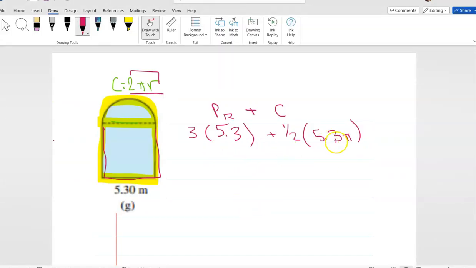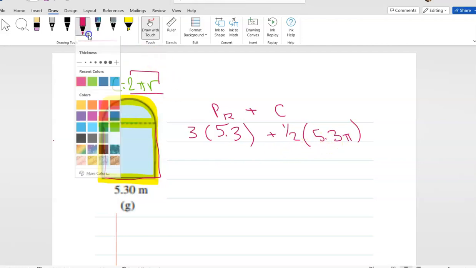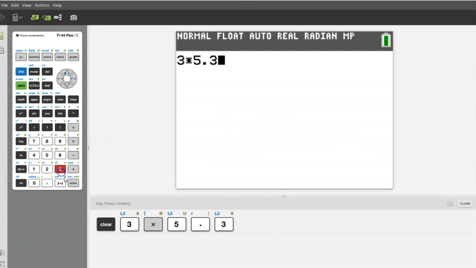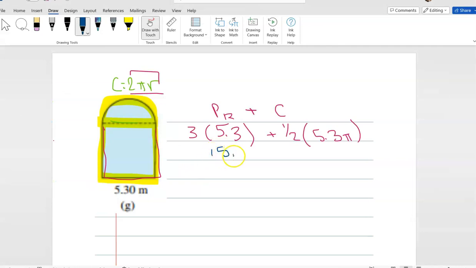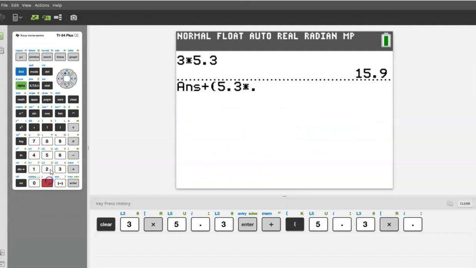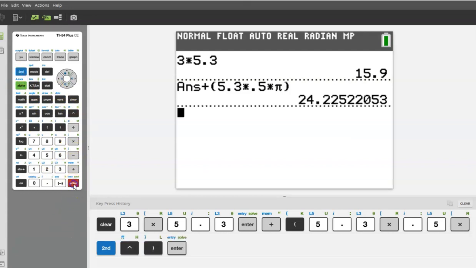When I do this, I usually start here, and obviously you can start on either side you want if you want to work down. So I would do 3 times 5.3. Okay, so then this is 15.9 plus over here 5.3 halves pi. So then I'm going to add 5.3 times 1/2 times pi. You want to use that pi button on your calculator, and it's on any standard calculator. And I'm going to hit equals.